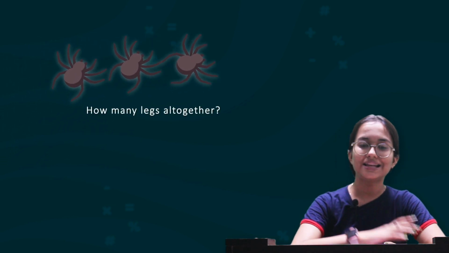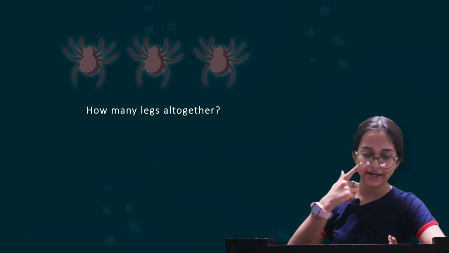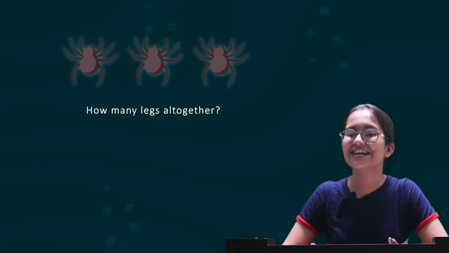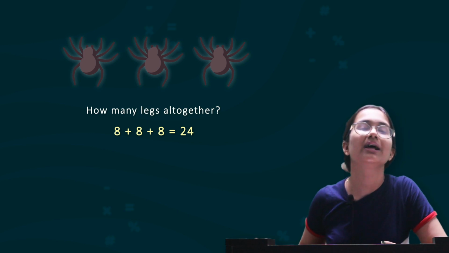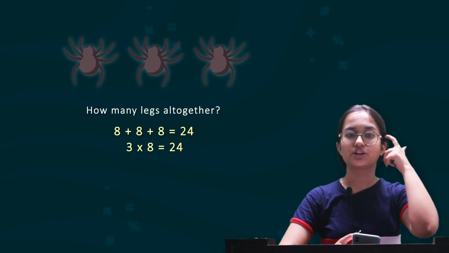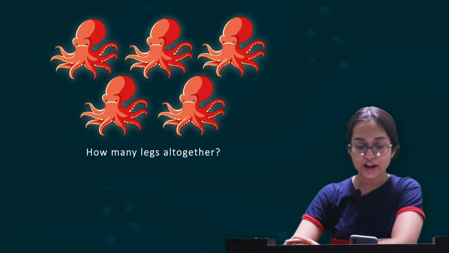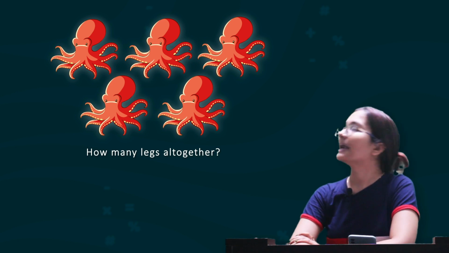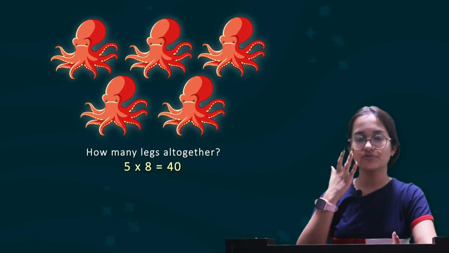Moving ahead, we see how many spiders and how many legs altogether. We have 3 spiders and one spider has 8 legs. So we'll do 8 plus 8 plus 8, which gives us 24 legs. Or simply we'll write 3 into 8, which will give us 24. So we need to do it again by multiplication. Similarly, how many legs altogether will 5 octopuses have? If one octopus has 8 legs, it will be 5 into 8, which will give you 40. So this is how we did the few questions.